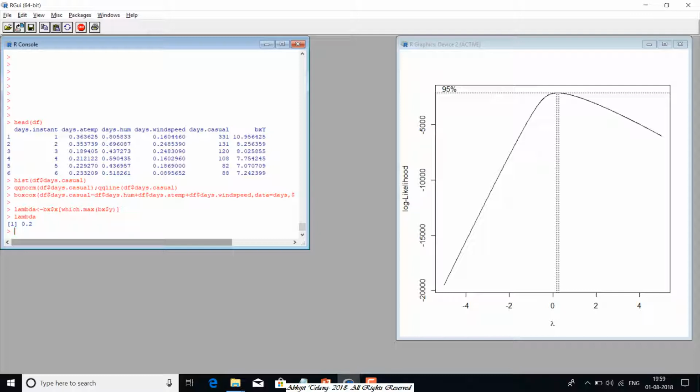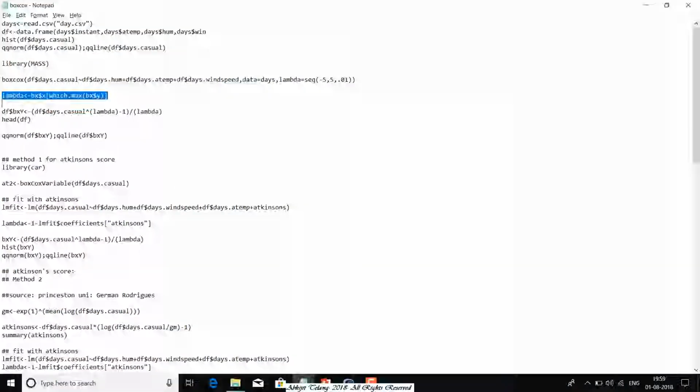That means if I have to raise the response variable, which is the casual biker count, each value by 0.2, I have to raise it to the power of 0.2, then subtract 1, and then the result will be divided by the lambda constant again. So it's y raised to lambda minus 1, upon lambda. So that's the transformation, and I can quickly do that here.